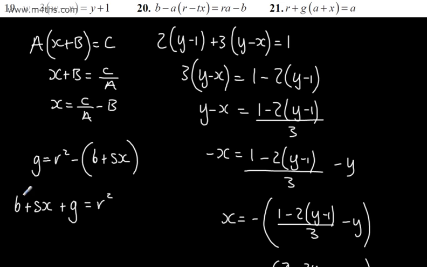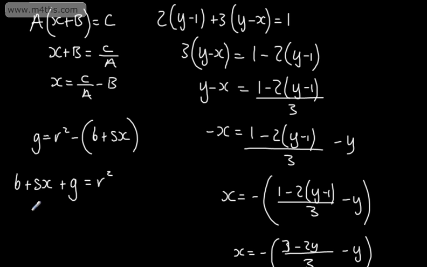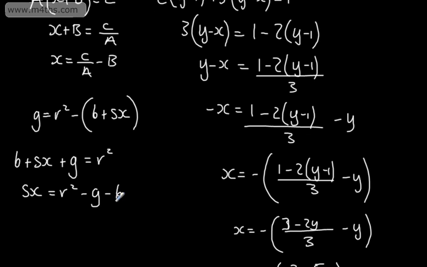So what I can do now is subtract from here the b and the g. So if I do that, what I'll have is, fine, let's go ahead and do that. We're going to have now s multiplied by x will be equal to r squared minus g minus b. And you could write that as minus the quantity (g plus b), and then dividing both sides now by the s, r squared minus g minus b, all divided by s. And that would give us what we wanted.